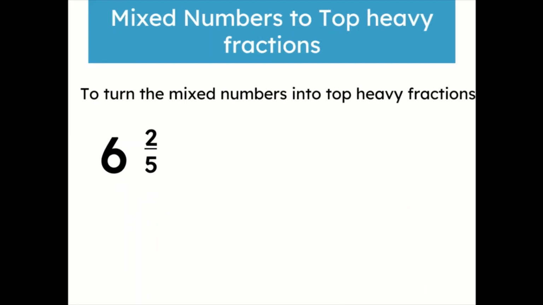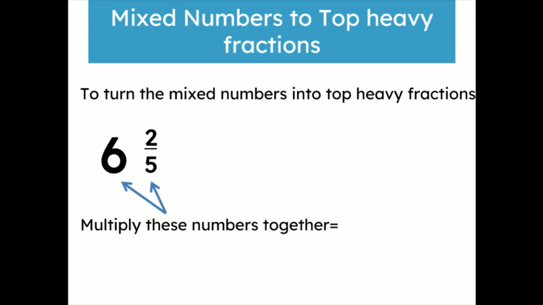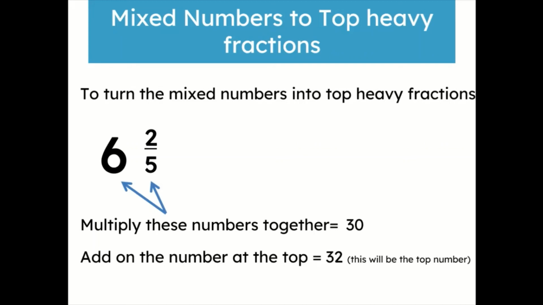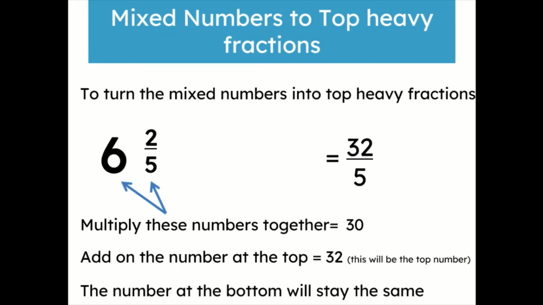And 6 2/5. Multiply the 6 and the 5 to get 30. Add on the number on the top, which is 2, to get 32. That's my top number. The number on the bottom stays the same, and I've got 32/5.